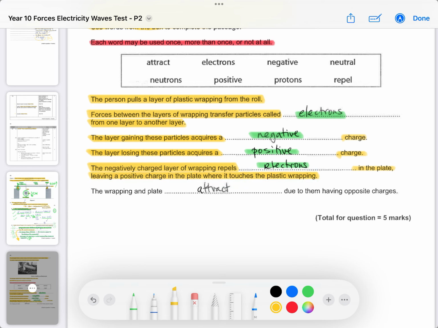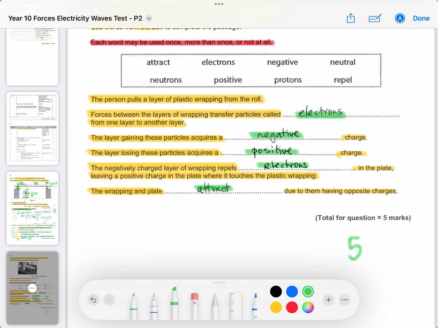If you've got excess electrons on an object, any electrons in its vicinity that are free to move will move away from the electrons on the other object. Okay? It then says the wrapping and the plate attract each other as a consequence. If it pushes the electrons away, there's a net positive charge left on the surface due to them having opposite charges. So if you got all five right, well done.